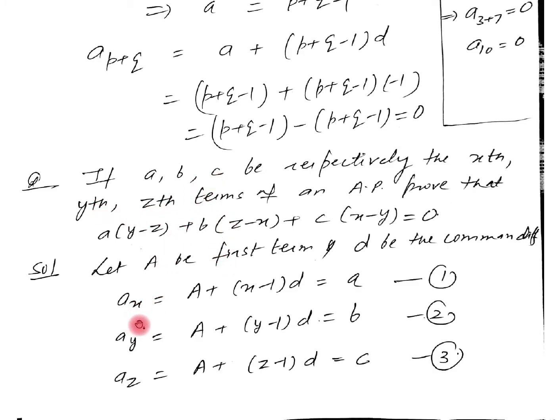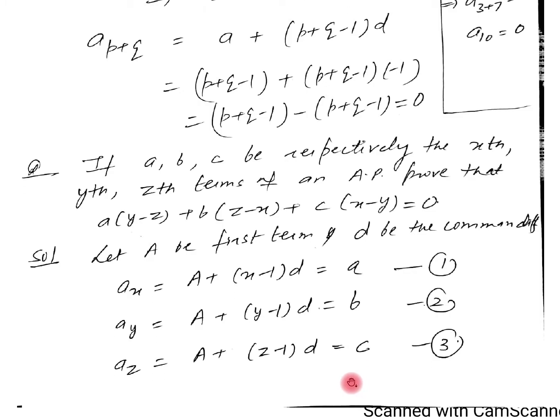So therefore AX is what? Using the formula of the nth term, capital A plus x minus 1 into D equals a. Then the second is capital A plus y minus 1 into D equals b. Then capital A plus z minus 1 into D equals c, using the result of the nth term. Now we have to simplify these three equations to get the result. Now see how to do it.